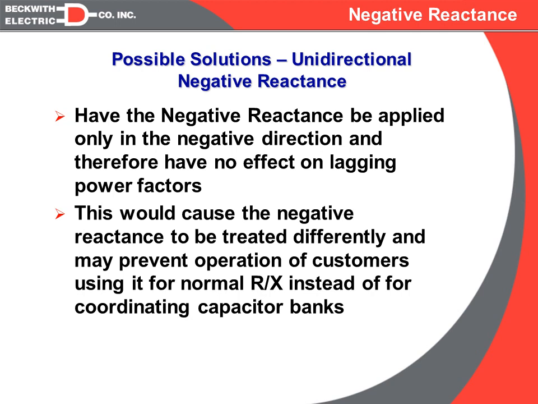The problem with this solution is that we are now treating negative X differently for the use of coordinating capacitor banks versus its normal operation for line drop compensation. And therefore, if a customer wanted to use it for line drop, they would want it applied in both directions. So that option was not selected.